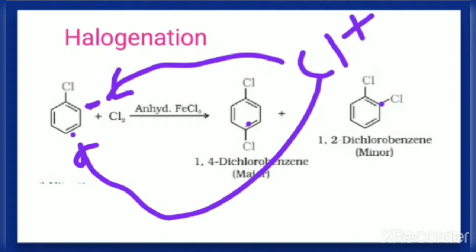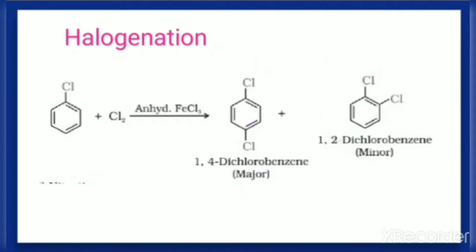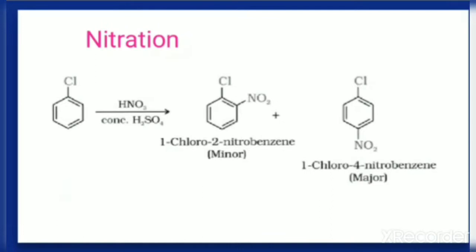That is, one is 1,4-dichlorobenzene. The other one is 1,2-dichlorobenzene. So, thus two products are obtained. Next reaction, nitration.